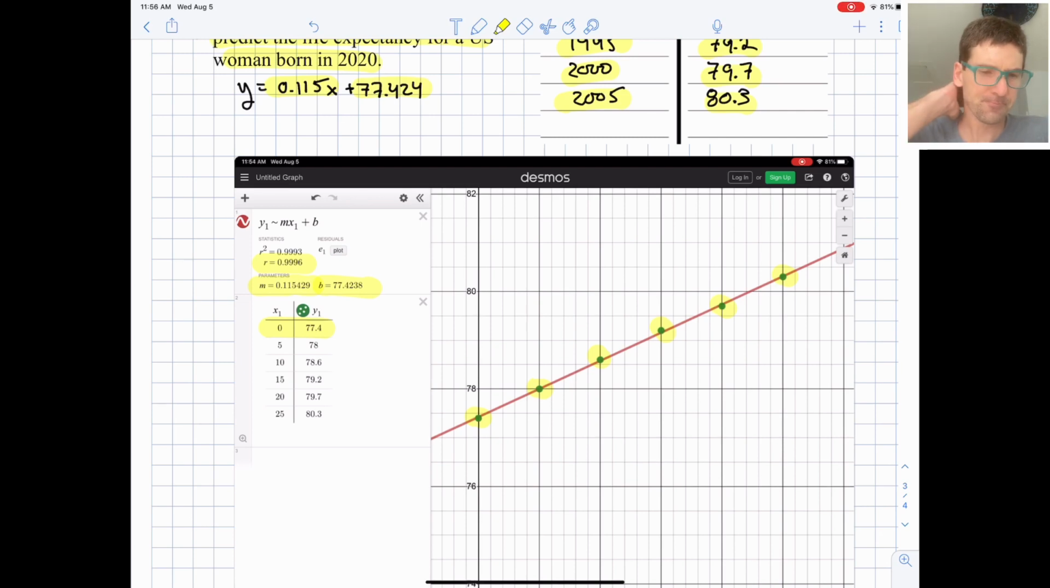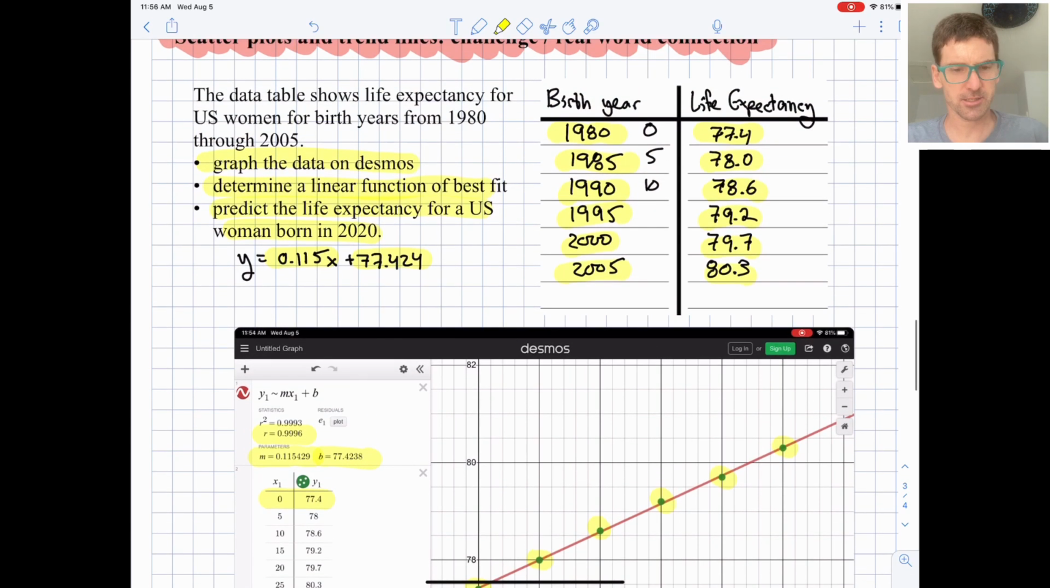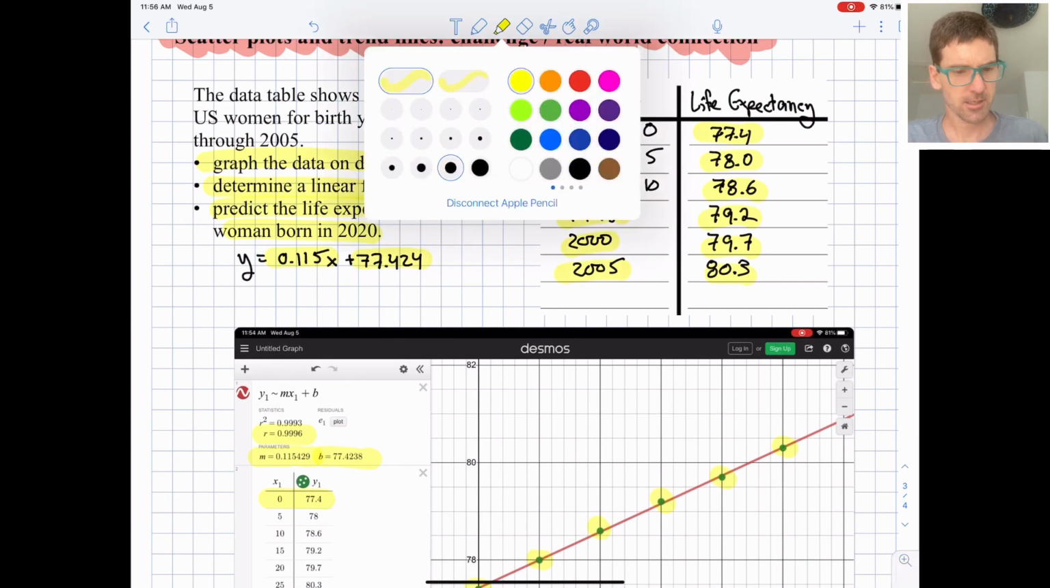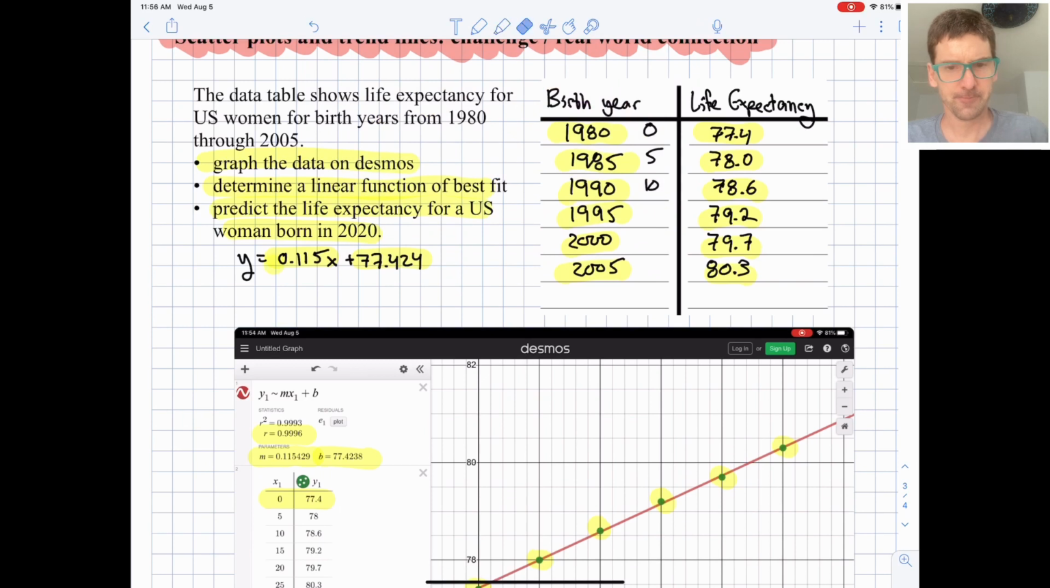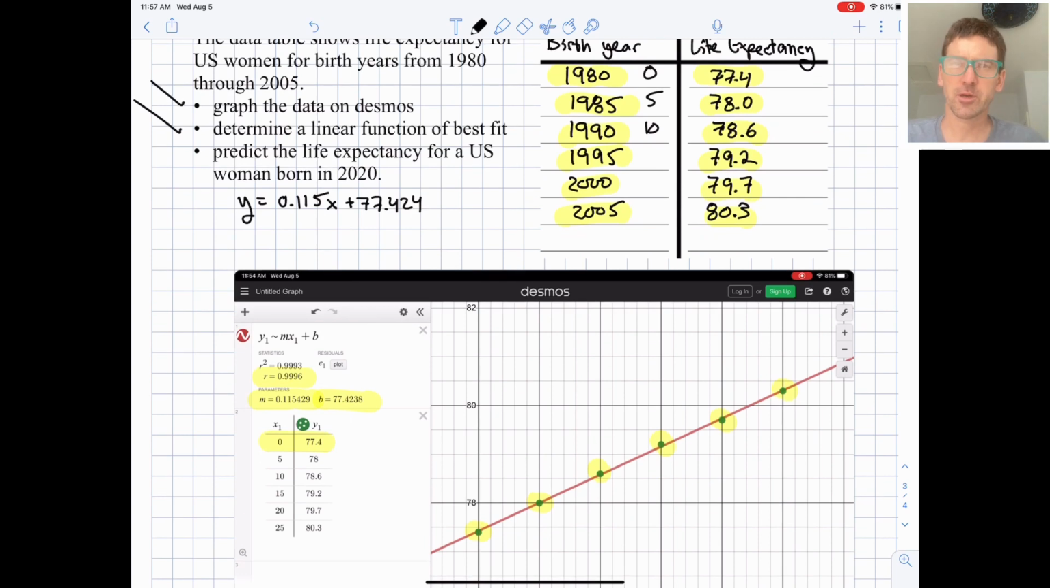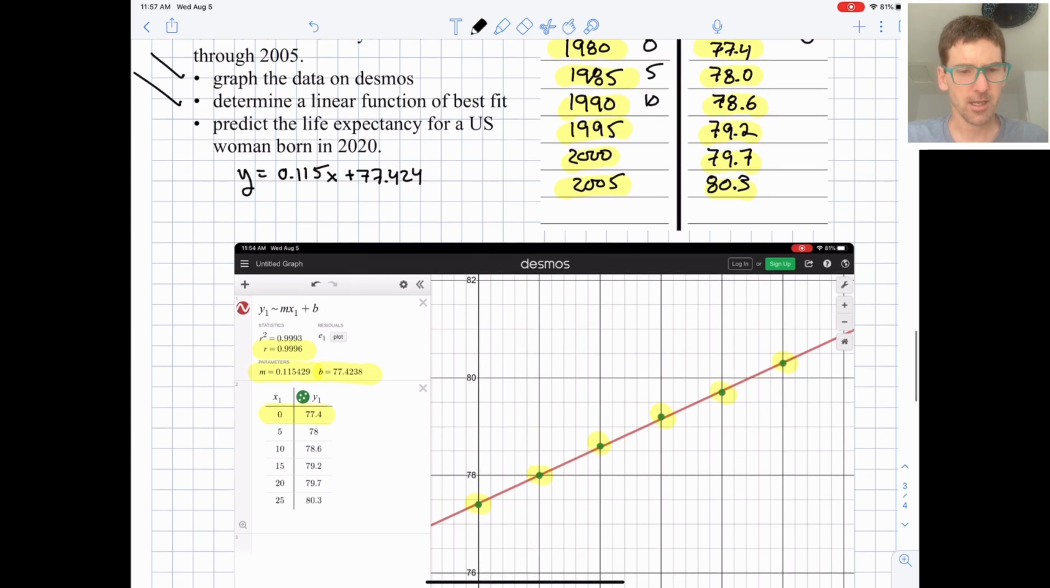Okay. So let's actually answer the tasks we were supposed to answer here. Let's just clean things up a little bit. So we graphed the data, we got a function of best fit. Let's predict a life expectancy for a US woman born in 2020, okay? And we can really just plug in year 40, so this really means x equals 40. We can plug that into our equation.